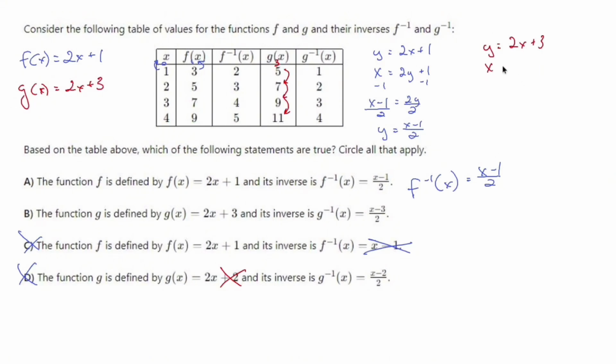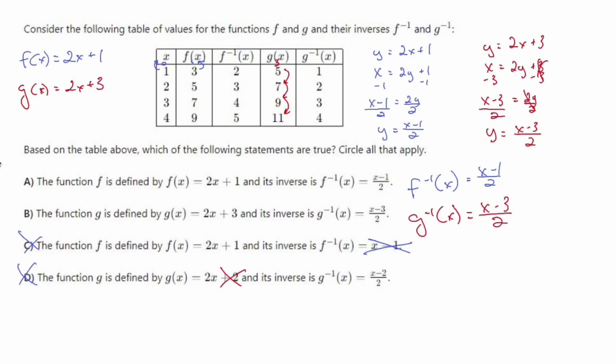Swap the x and the y, so x equals 2y plus 3. Subtract 3 and it gives you x minus 3 equals 2y. Divide everything by 2, and now y equals x minus 3 all over 2. So that was g of x. So now we can say that the inverse of g of x is going to be x minus 3 all over 2. I didn't even realize that. This is the circle all that apply.